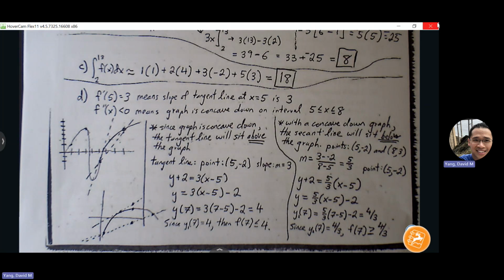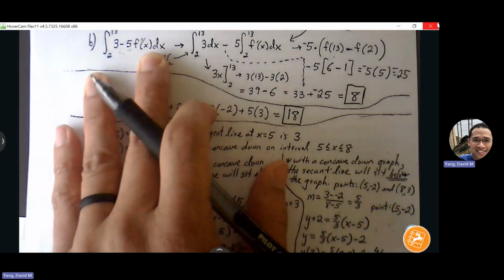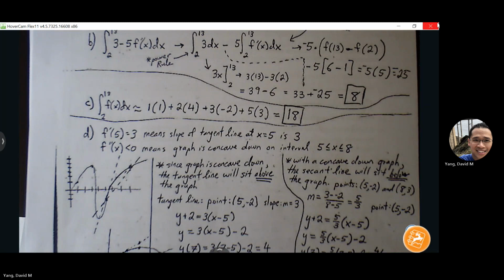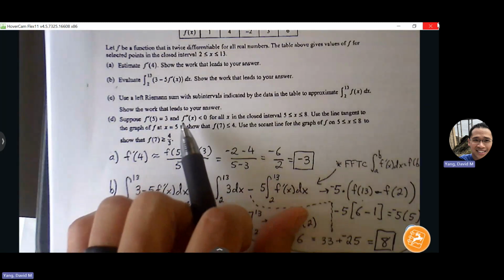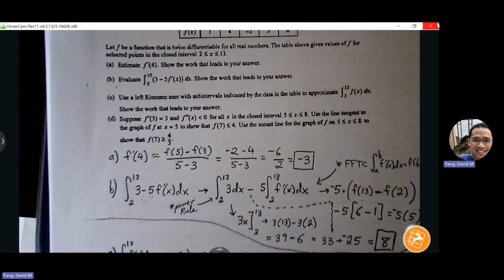Okay, so page 5. Here's the big picture. Part D says, suppose f prime of 5 is equal to 3, and f double prime of x is less than 0. So what that tells us is that the slope of the graph at 5 is 3, and its second derivative means what? Concavity, right? So the graph is concave down.